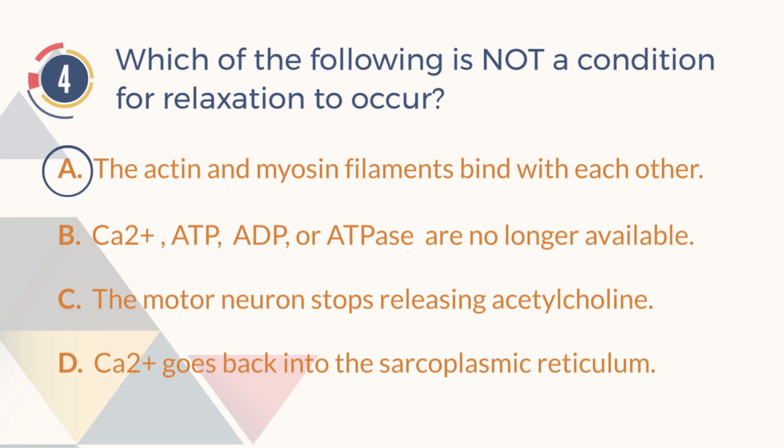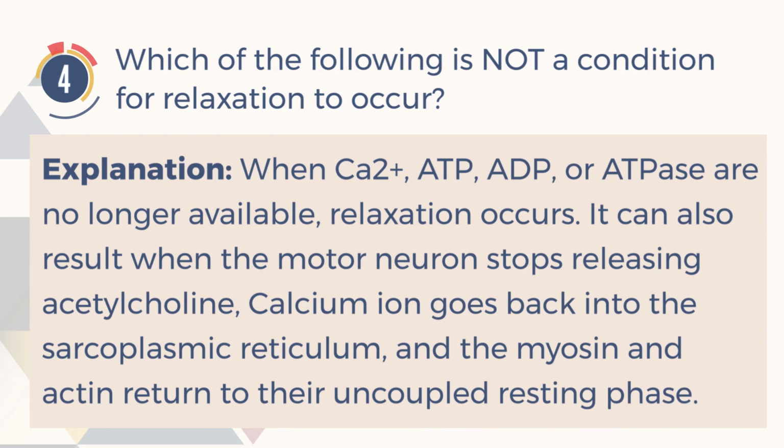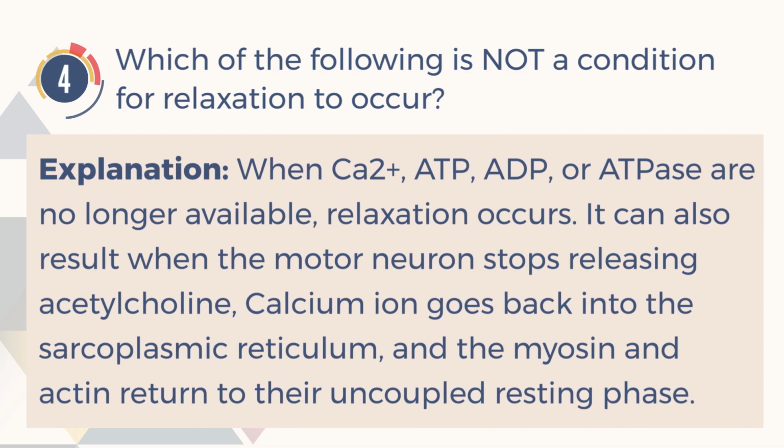The answer is A. The actin and myosin filaments bind with each other. Explanation. When calcium ion, ATP, ADP, or APAS are no longer available, relaxation occurs. It can also result when the motor neuron stops releasing acetylcholine, calcium ion goes back into the sarcoplasmic reticulum, and the myosin and actin return to their uncoupled resting phase.